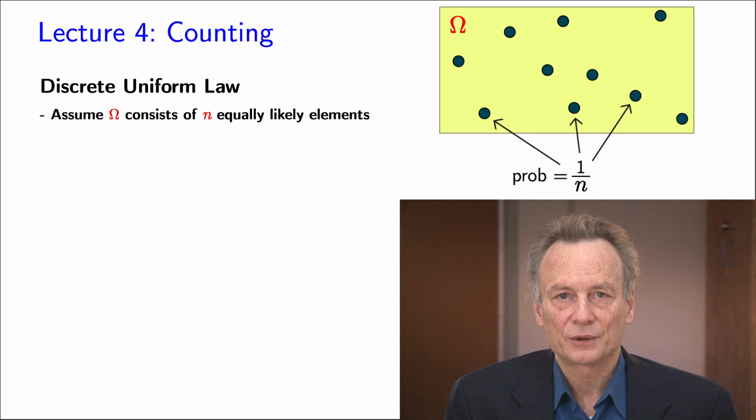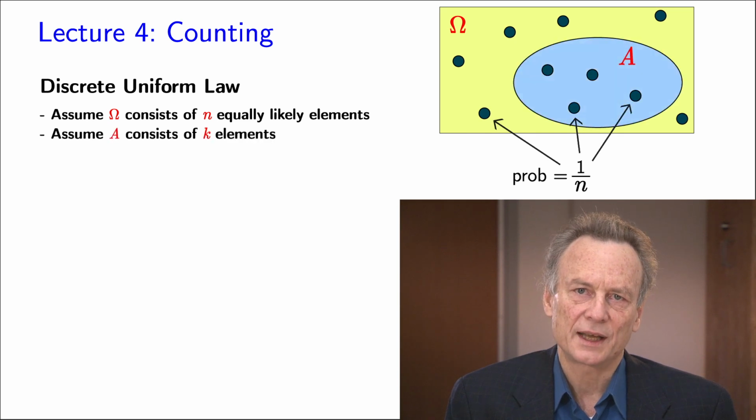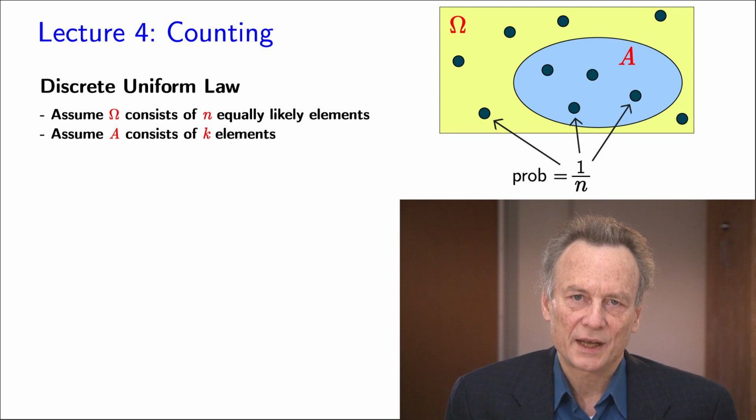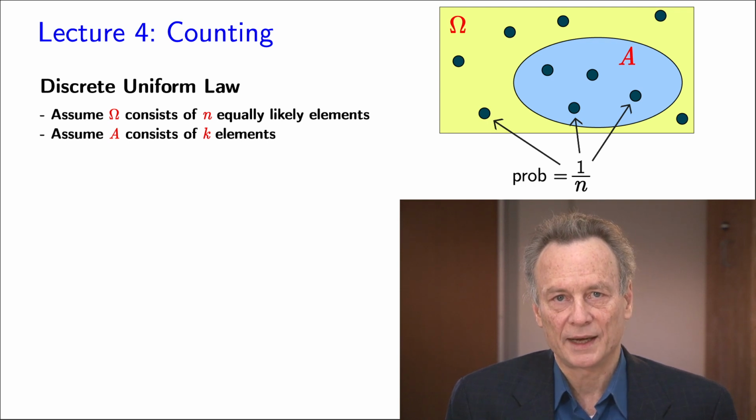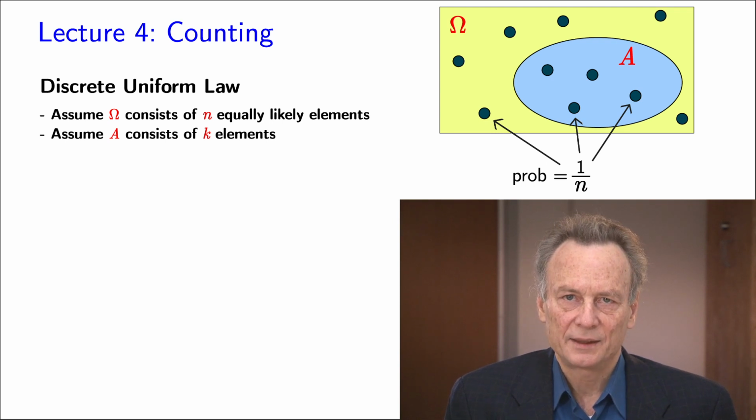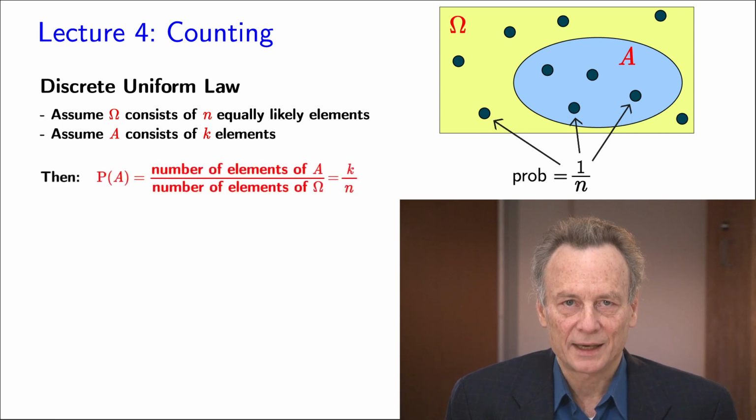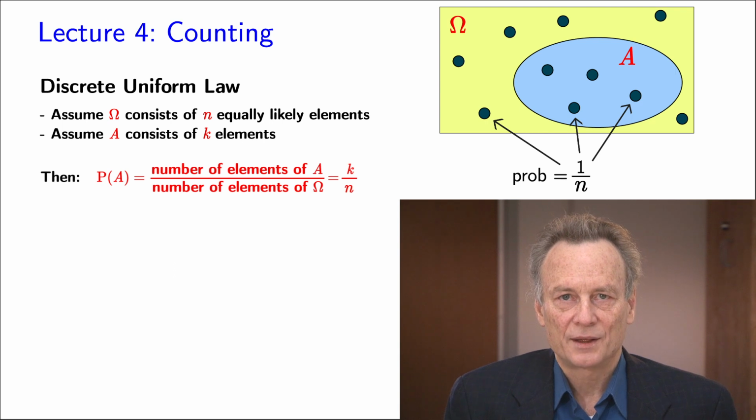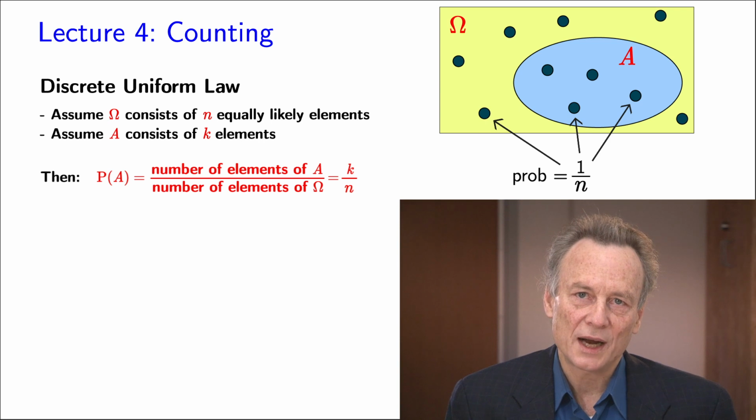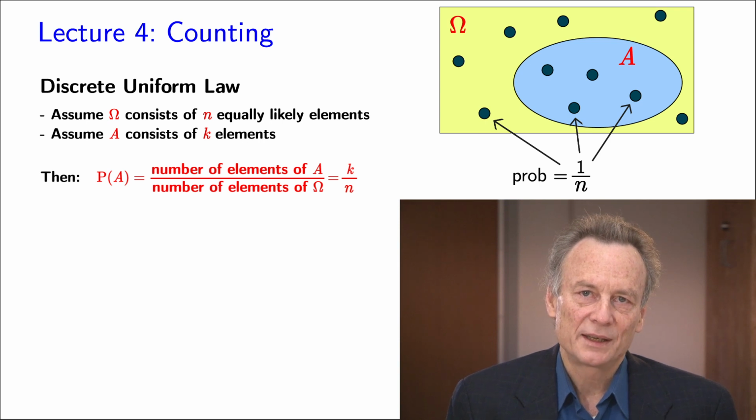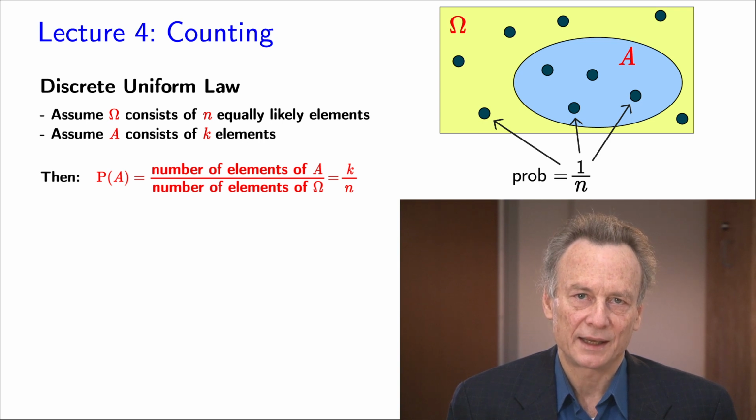Suppose now that we are interested in the probability of a certain set A, which has k elements. Since each one of the elements of A has probability 1 over n, and since A has k distinct elements, then, by the additivity axiom, the probability of A is equal to k times 1 over n. Therefore, to find the probability of A, all we have to do is to count the number of elements of omega and the number of elements of A, and so determine the numbers k and n.